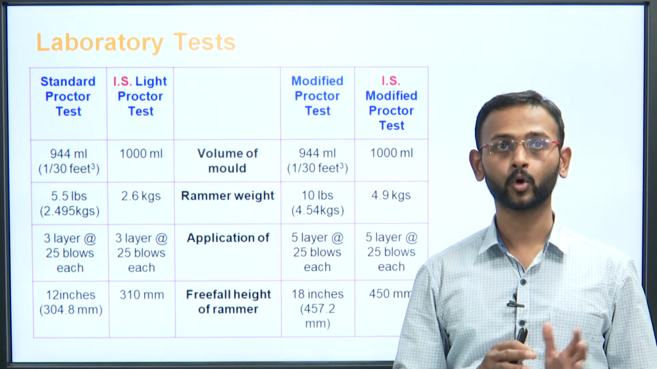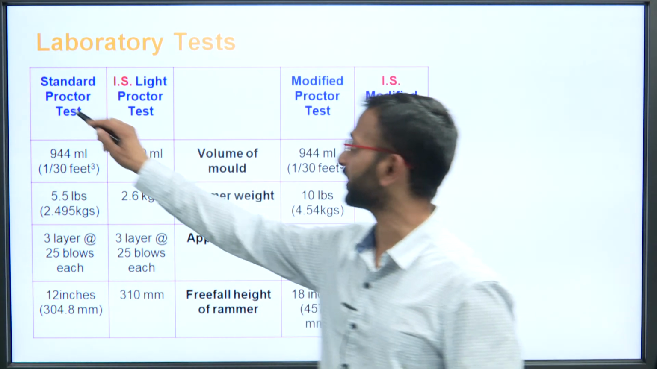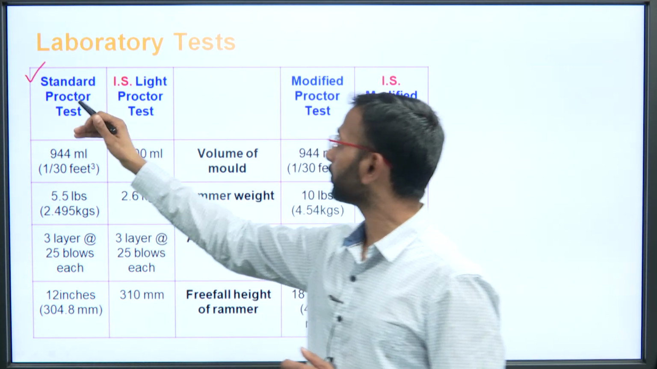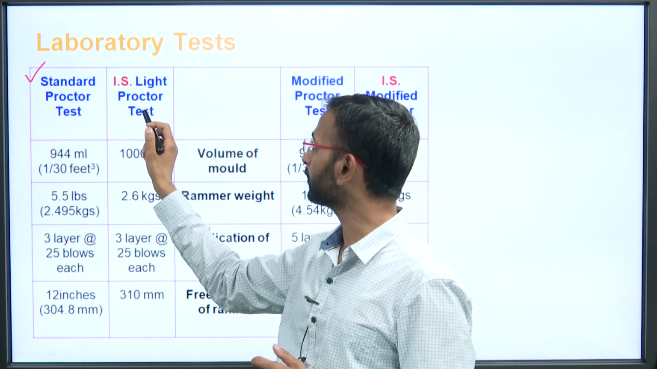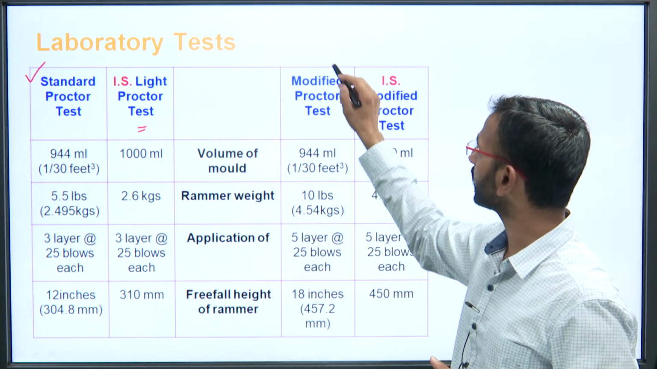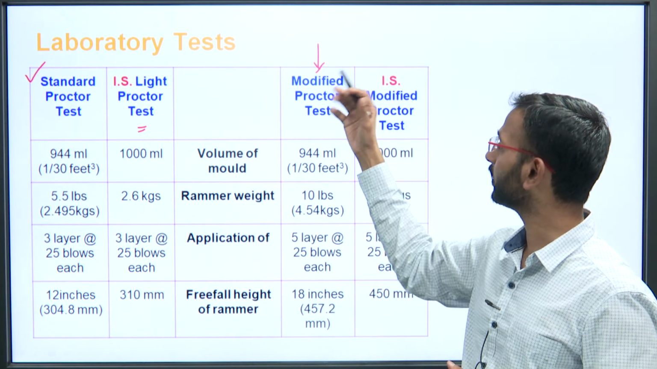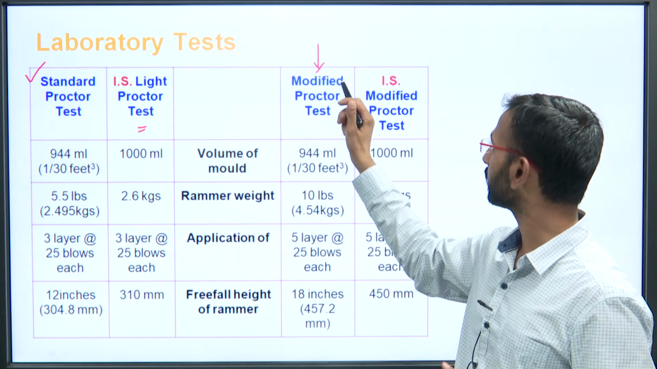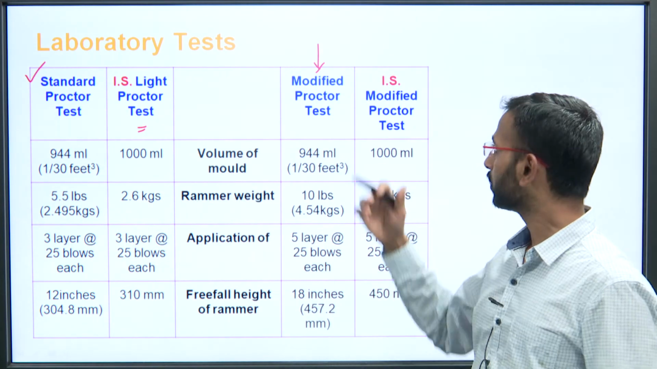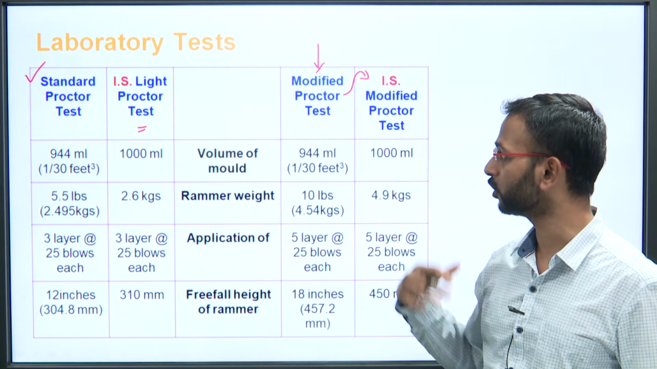Now, see these very important four tests here. The very first is the standard Proctor test, devised by Mr. R.R. Proctor. Later on, the Indian Standard light Proctor test was devised in India, and then the modified Proctor test was developed during World War I, when it was required for the heavy landing of jets and aeroplanes. So, the modified Proctor test included more compaction of the soil. On this basis, the IS, Indian Standard, modified Proctor test was also defined.